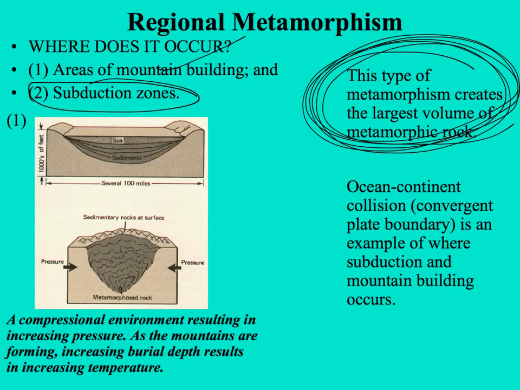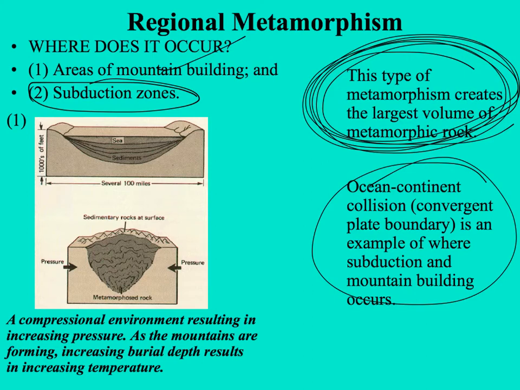You can get it where an ocean collides with a continent, or where a continent collides with a continent, or where an ocean collides with an ocean, and we call that a convergent plate boundary. So that's typically where that takes place. There's a lot of compression, so pressure is high. Pressure is high due to compression, but pressure is also really high due to the depth of burial.